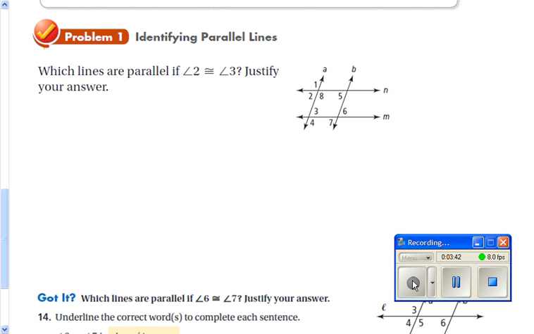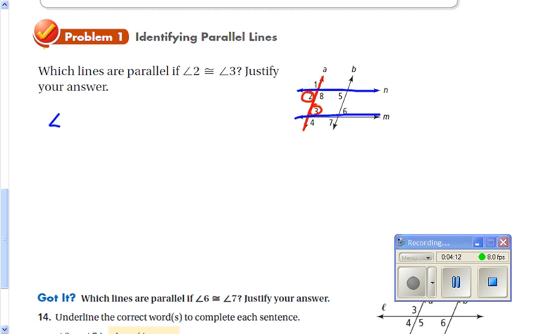Problem 1, if angle 2 is congruent to angle 3, those two angles are congruent. Those are alternate interior angles using line A as a transversal. So if those two angles were congruent, then line N and line M would be parallel. And here's how we can justify that.